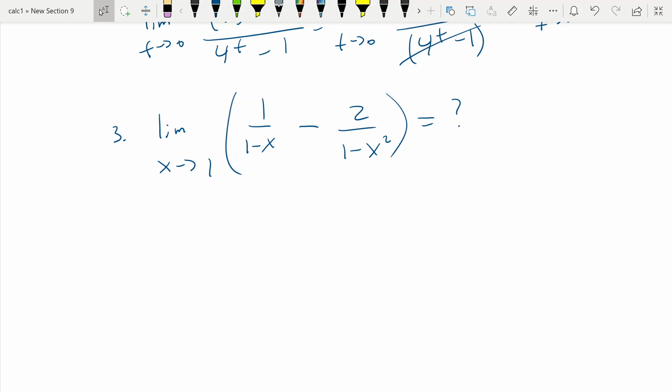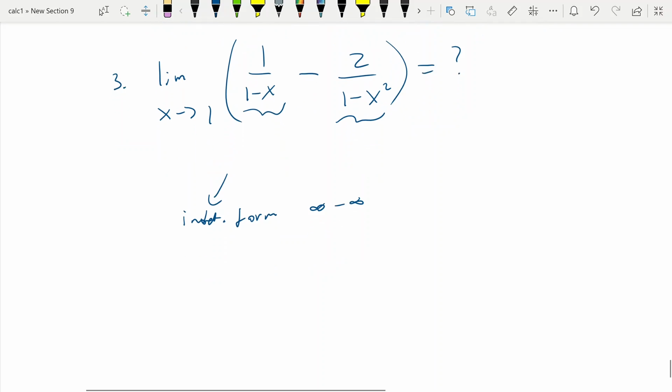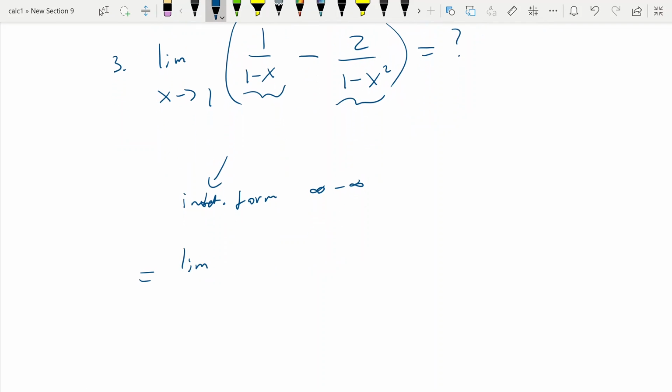You'll notice here that the first term goes to either plus or minus infinity as x approaches 1 from either the left or right. And the same thing happens to the second expression here. So this yields an indeterminate form of this type. And the strategy here is to transform this into a fraction.